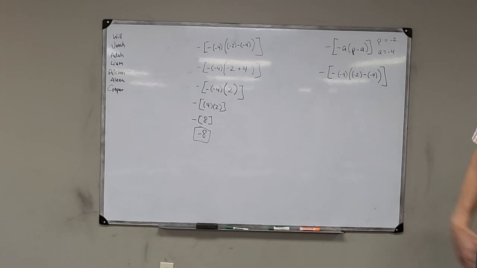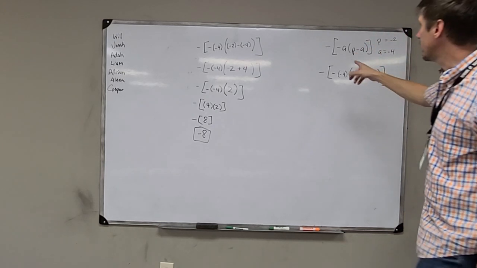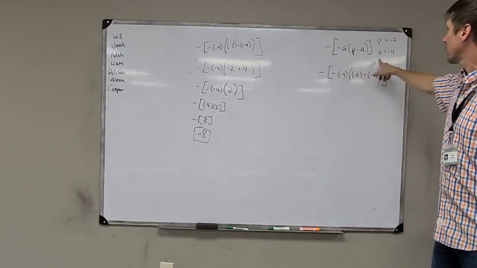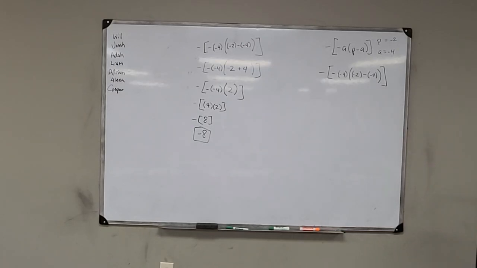I wrote it down wrong. So this is what ours is. If you look at the one in the book, they actually had another A in the front here. So after we got the 8, we were going to have to multiply it by -4. So the final answer is 32 for the one in the book. But I didn't write that one down.